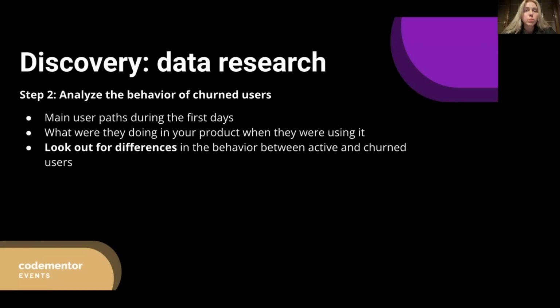So the next step is to analyze the behavior of churned users. For this step, you take the churned users and look at their actions in the same way as in the previous step. What path did these users take during their first days? What were they doing in your product when they were using it? And most importantly, look out for differences in the behavior between active users and churned users. What did active users do that churned users didn't? This difference in the behavior would highlight the gap you need to fill with your onboarding.